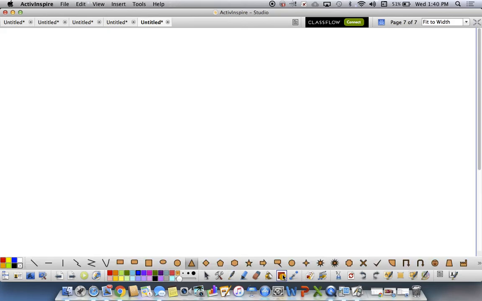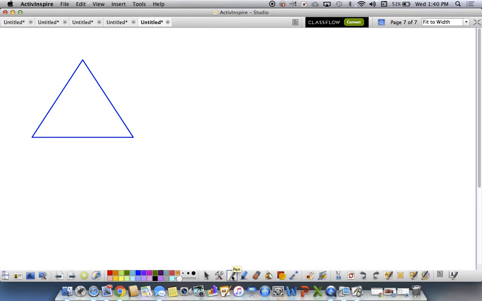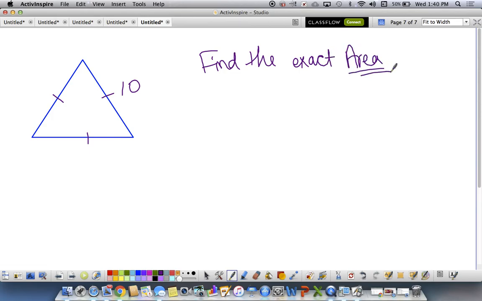Here's the next one, an equilateral triangle with a side length of 10. Because we've already found the perimeter of something, can you find the exact area of this triangle?